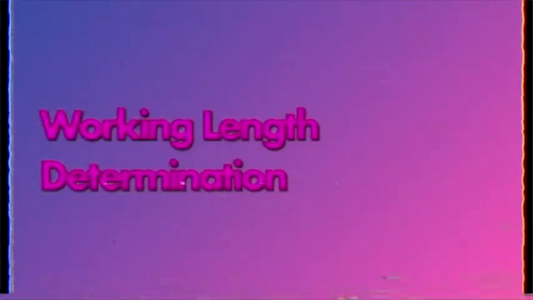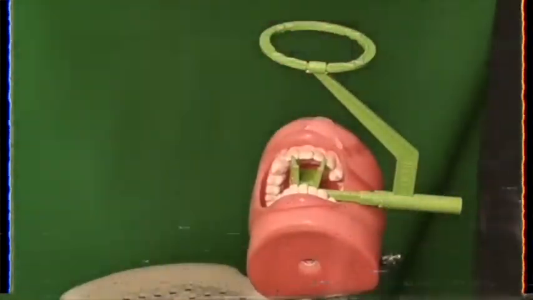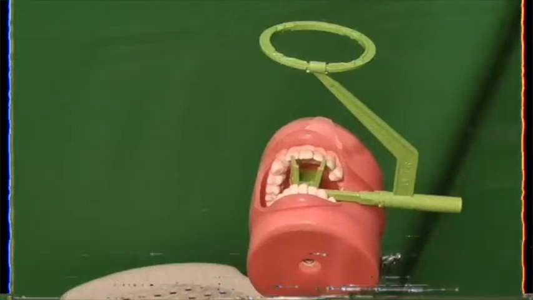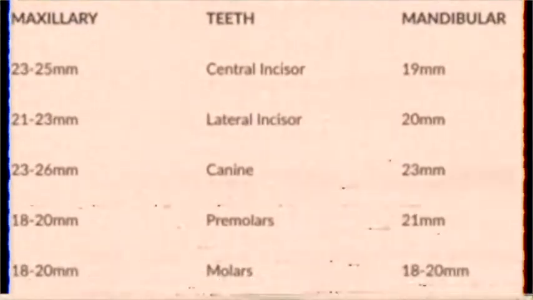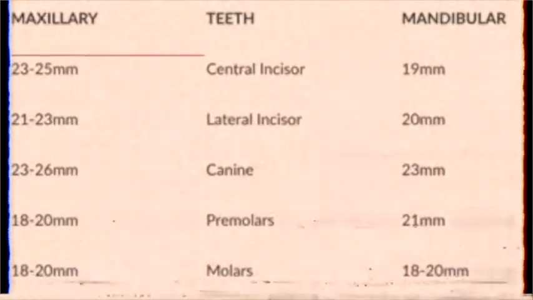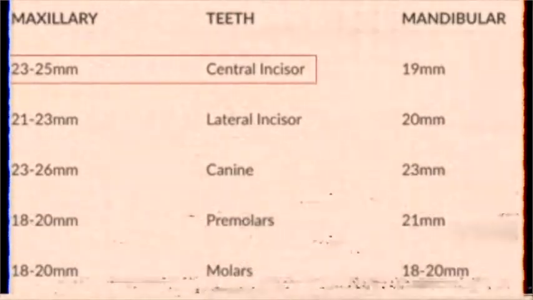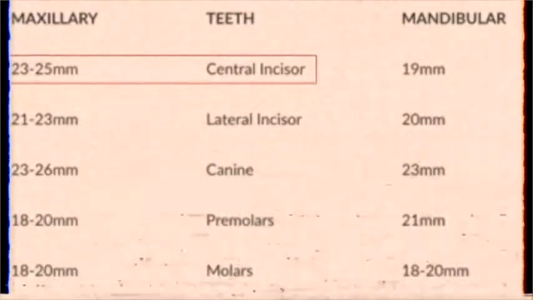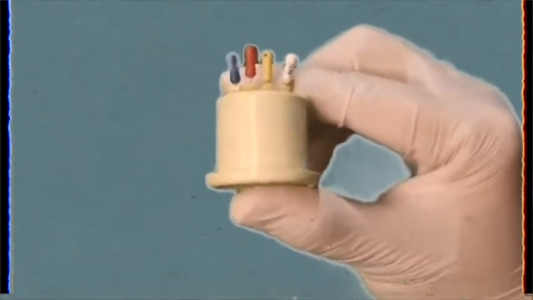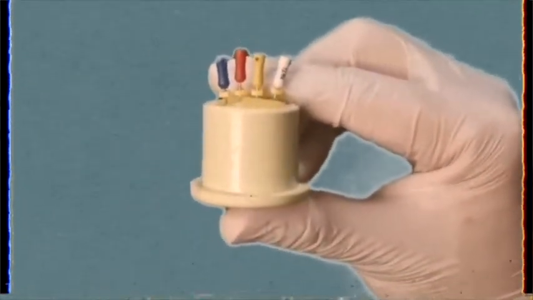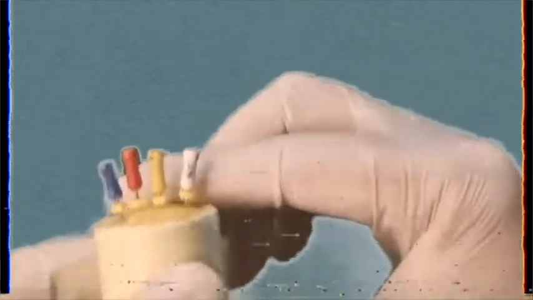Working length determination. First, we memorize the ideal length of each tooth. In this video, I will be demonstrating with a maxillary right central incisor, or tooth 1-1. According to this table, the average length of a maxillary central incisor is 23 to 25 millimeters, from the incisal edge up to the root apex. With this information, we can prepare or purchase the appropriate length of our root canal files that we will be using for this procedure.